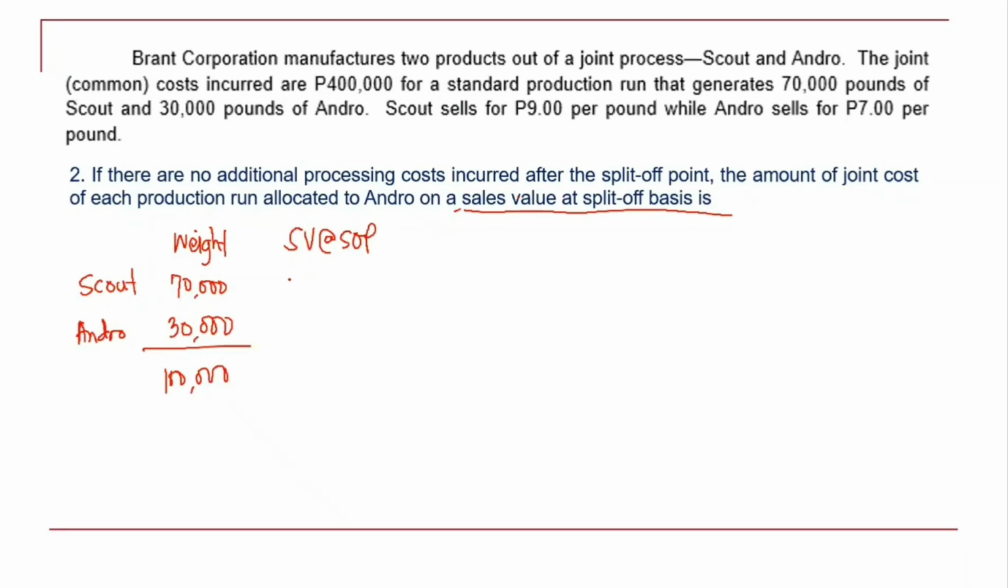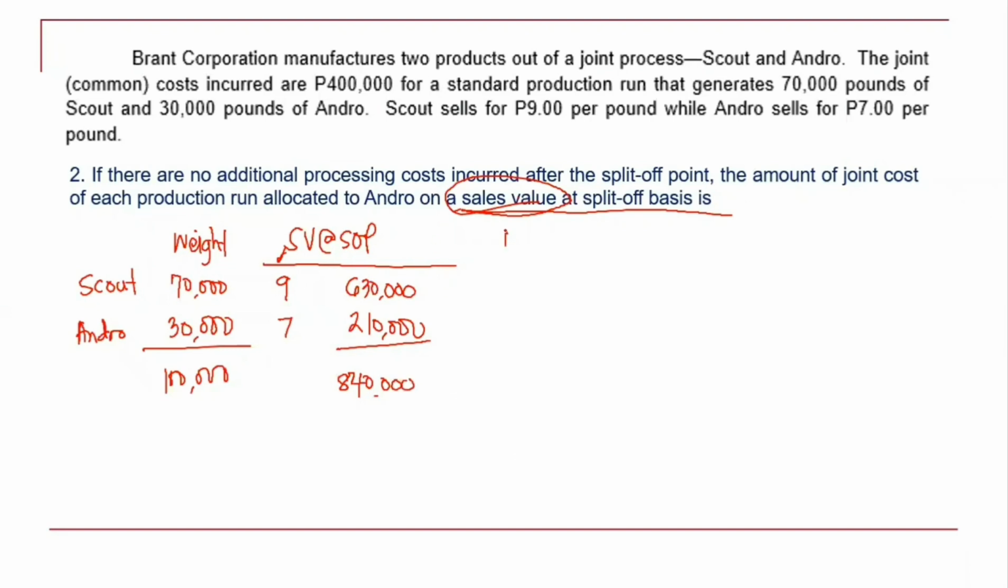Magkano po ba? 9 kay Scout, 7 kay Andro. Ginawa natin, isang unit cost ay unit selling price at saka total. 70 times 9 is 630,000. Ayan. 7 times 30,000, that would be 210,000. So ang total sales value, na-establish na natin yung magiging basis natin. Total sales value ay 840,000.